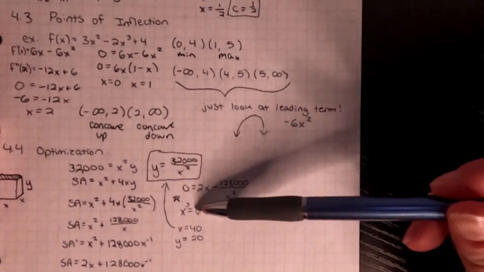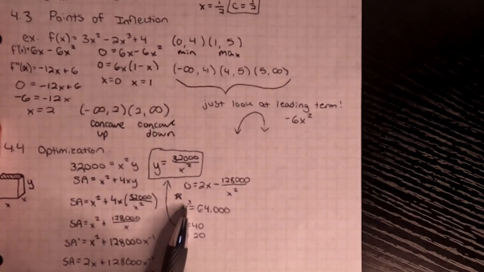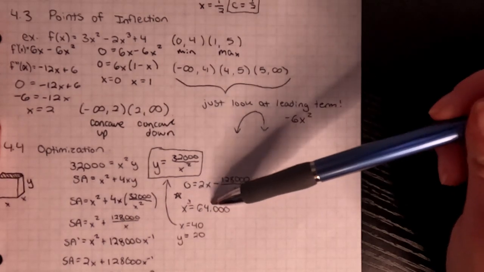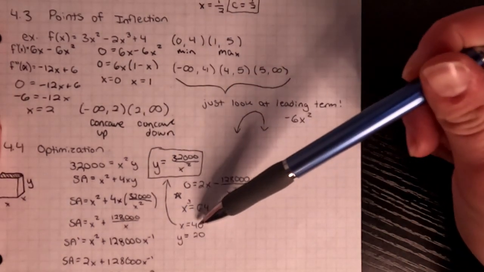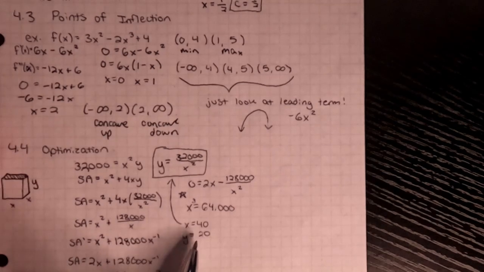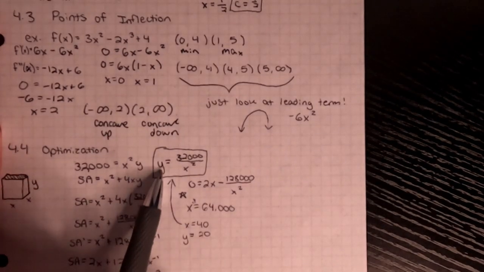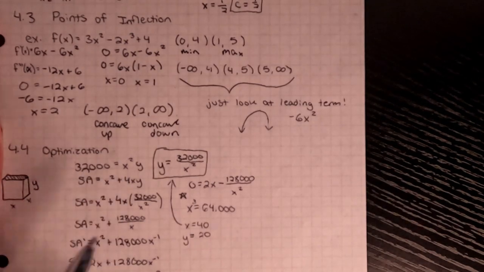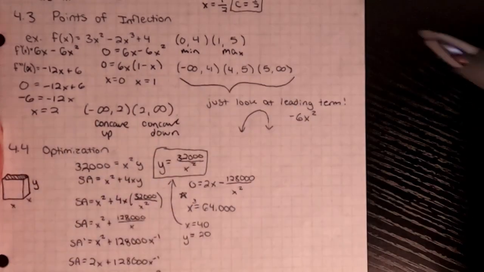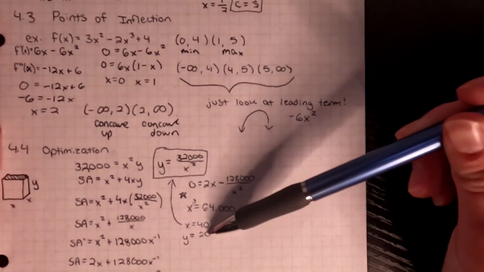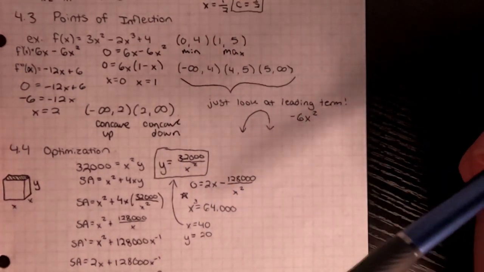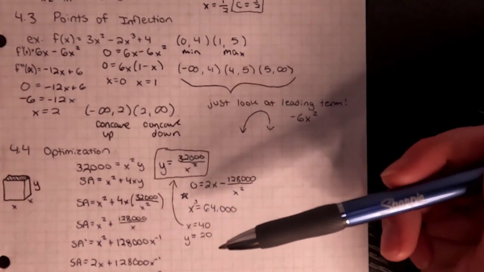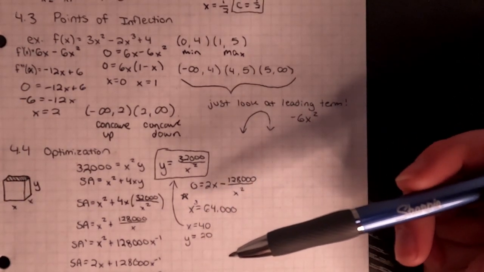So you solve for x, and then you get x cubed equals 64,000. So if you take the cubed root of 64,000, you get x equals 40. So then to get your y value, you want to plug that x into this top equation that you used when you got y by itself up here, and plug 40 in for that. And then when you do that, you get y equals 20. So those are your ideal dimensions of this problem.